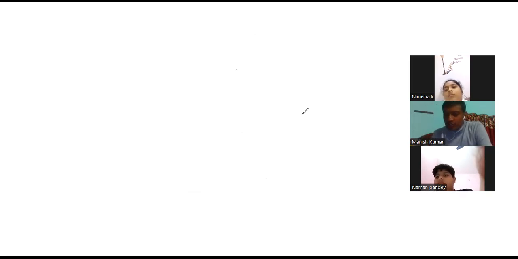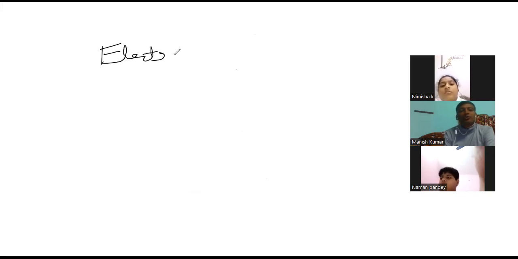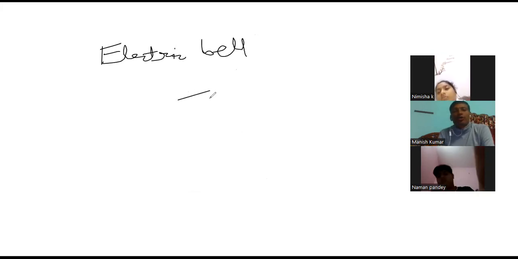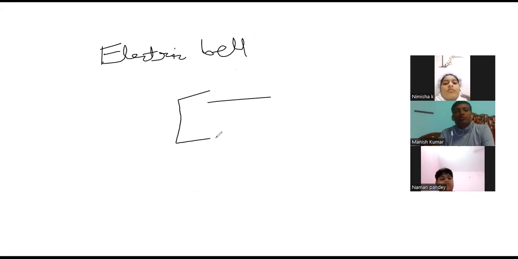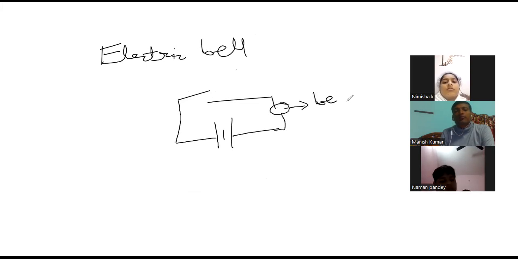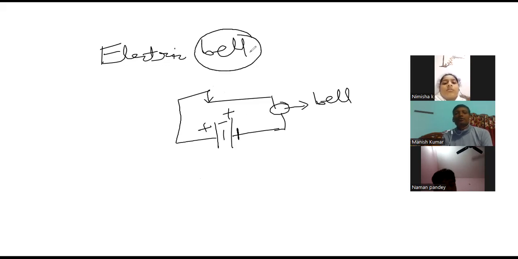Now we can use the magnetic effect, as you have seen in electric bells. Electric bell. Suppose here there is a supply and here there is a bell. Whenever we switch on, means we are connecting this, then the bell rings. The bell rings.